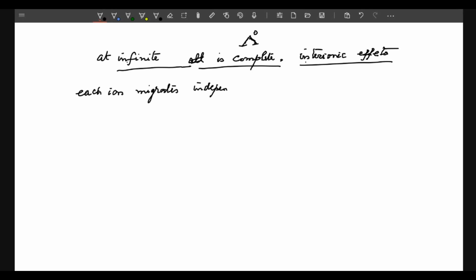Independent of what? Independent of its co-ion, whatever may be the co-ion. There is no interionic effect between them. For example, if you find out the limiting equivalent conductance of the potassium ion, and the co-ion is a chloride ion. In a concentrated solution, the K plus movement is attracted by the Cl minus.